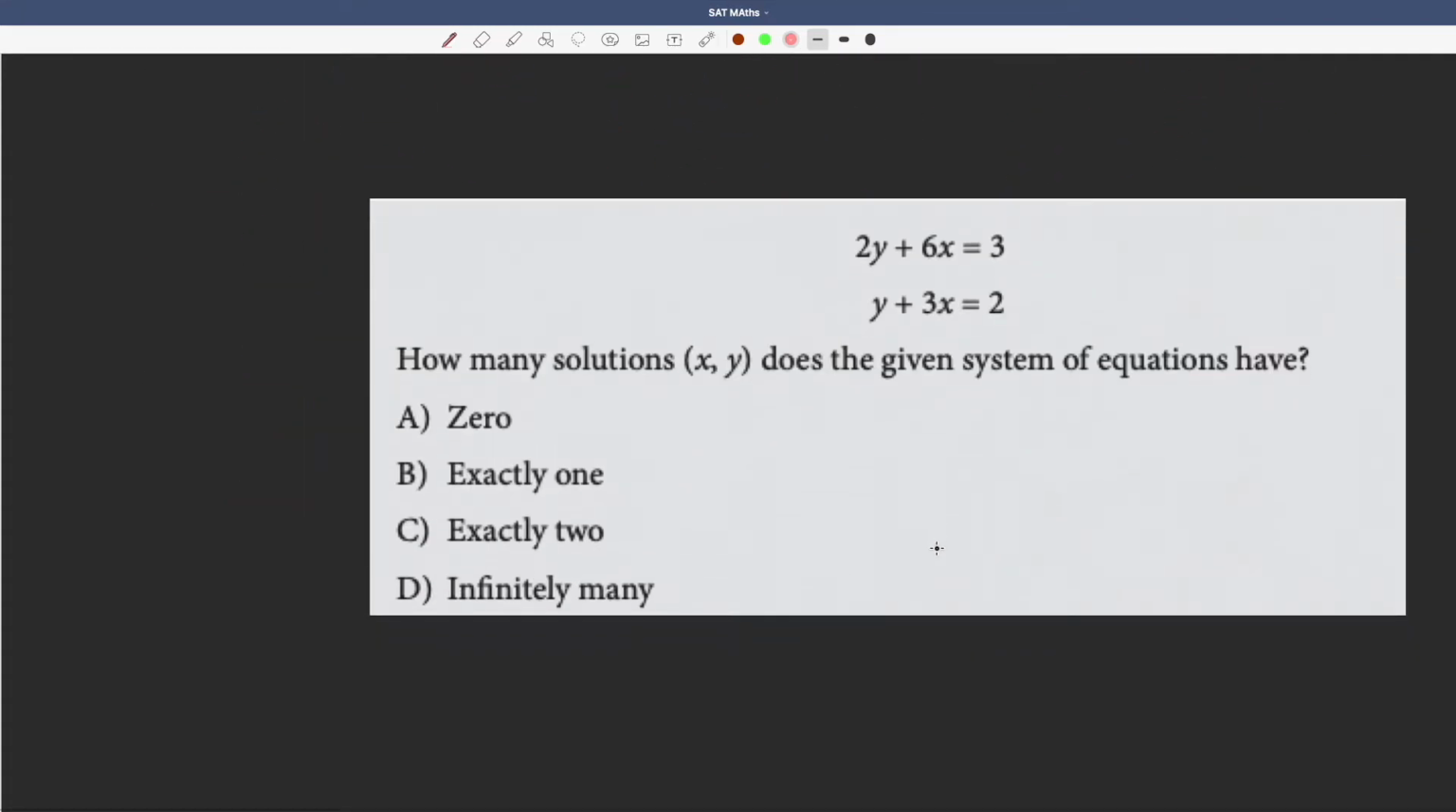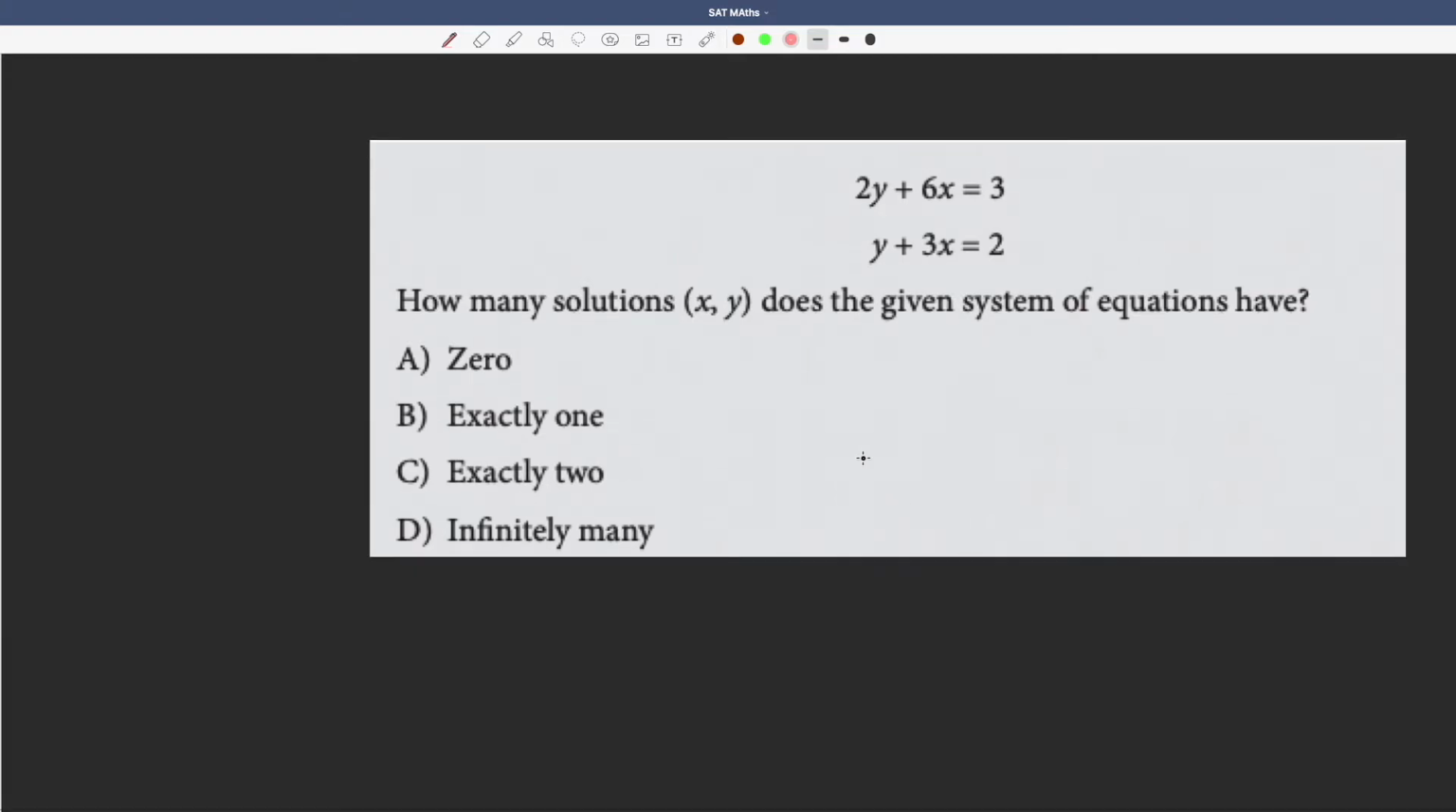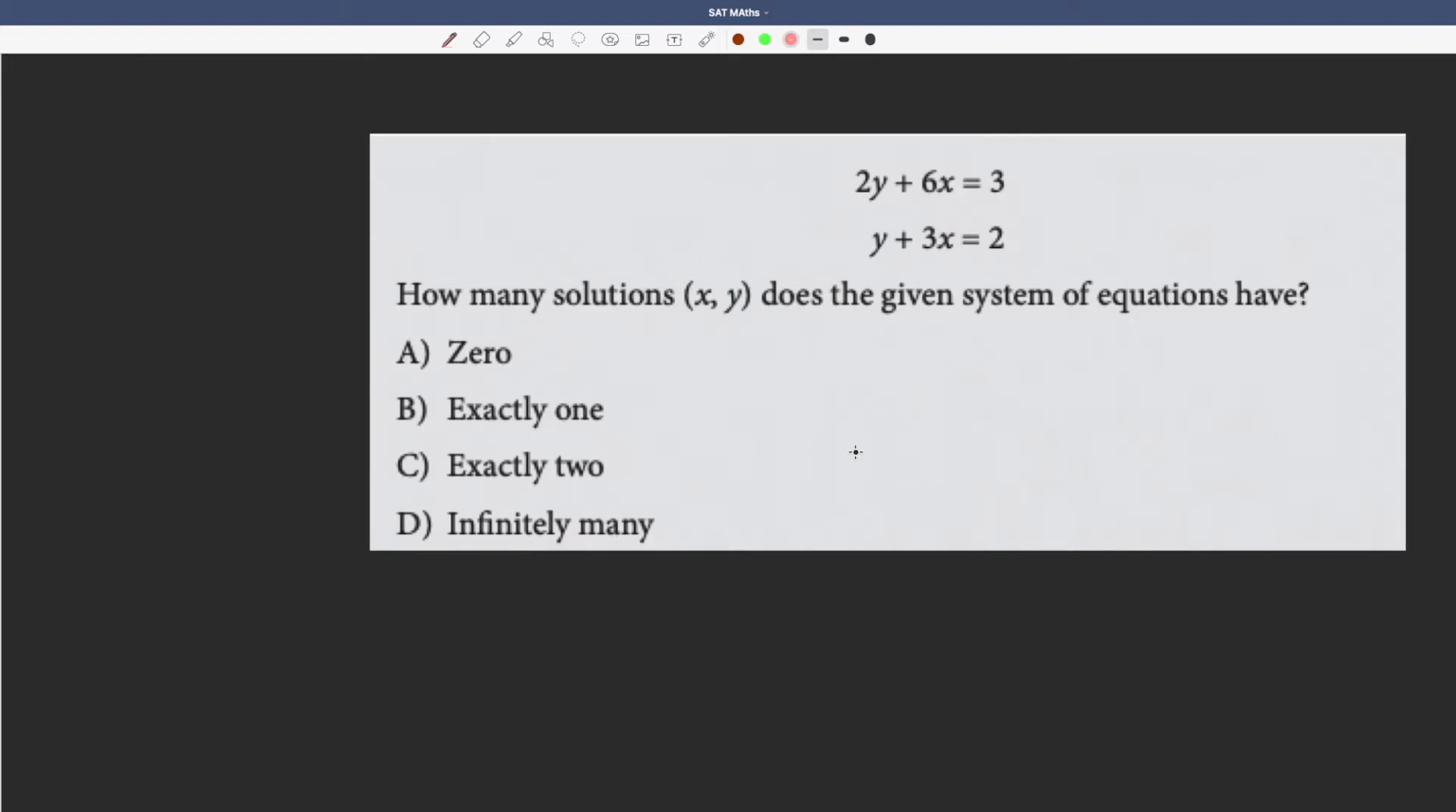Now let's tackle some problems. 2y plus 6x equals 3. y plus 3x equals 2. How many solutions (x, y) does the given system of equations have? So first, in order to solve this problem, we should multiply each side of y plus 3x equals 2 by 2. So we multiply this by 2, which gives us 2y plus 6x equals 4.